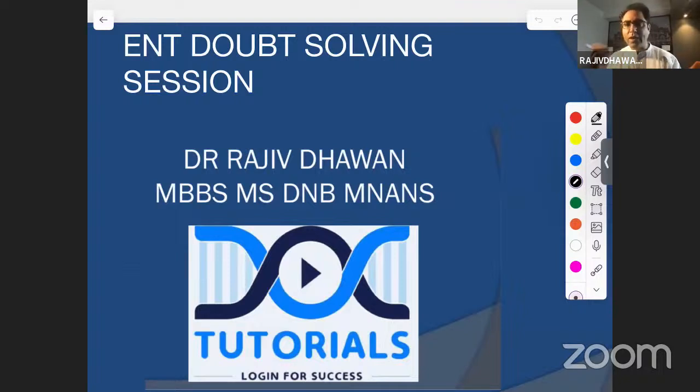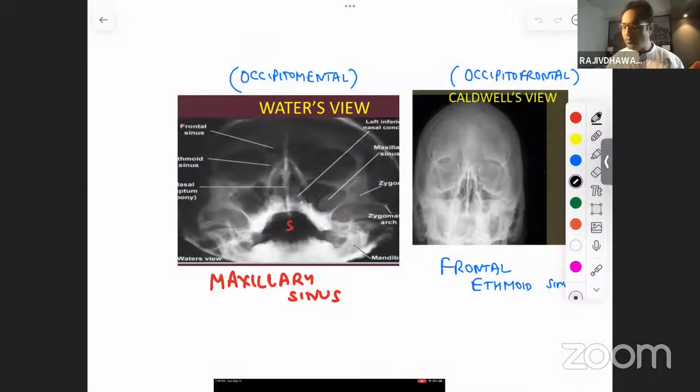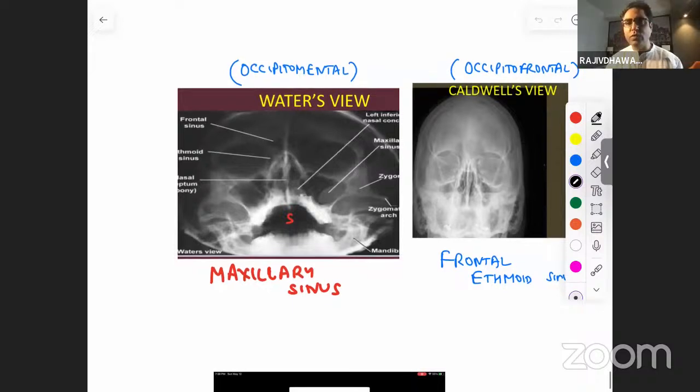Let me take one question. I think it's everyone's sore point: the Water view and Caldwell view, where to find which answer. It's a very common question in NEET PG and FMG both. One very popular radiology question in both segments is the radiology of the nose and sinuses.